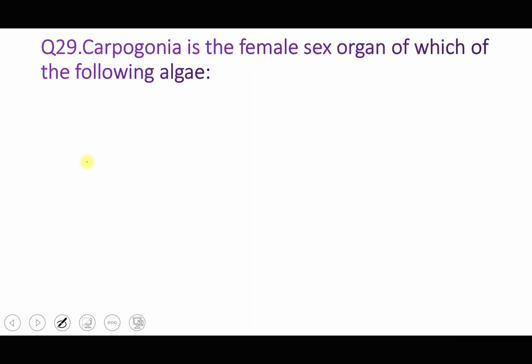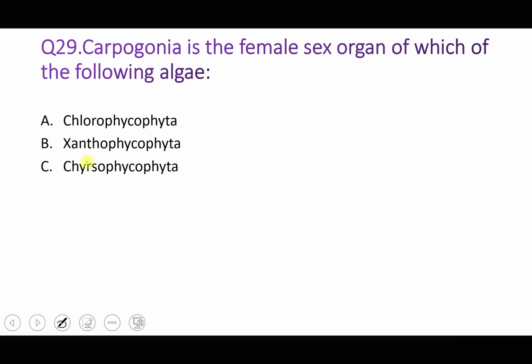Question number 29. Carpogonia is the female sex organ of which of the following algae? A, Chlorophycota; B, Xanthophycophyta; C, Chrysophycophyta; D, Rhodophycophyta. The carpogonium is the female organ present in the red algae. It has the reproductive nucleus. So the option D, Rhodophycophyta, is correct.